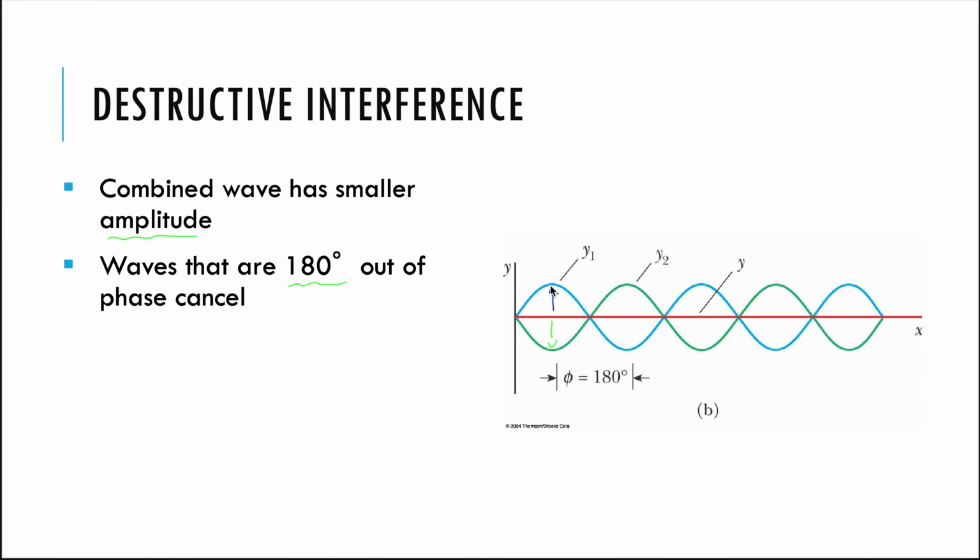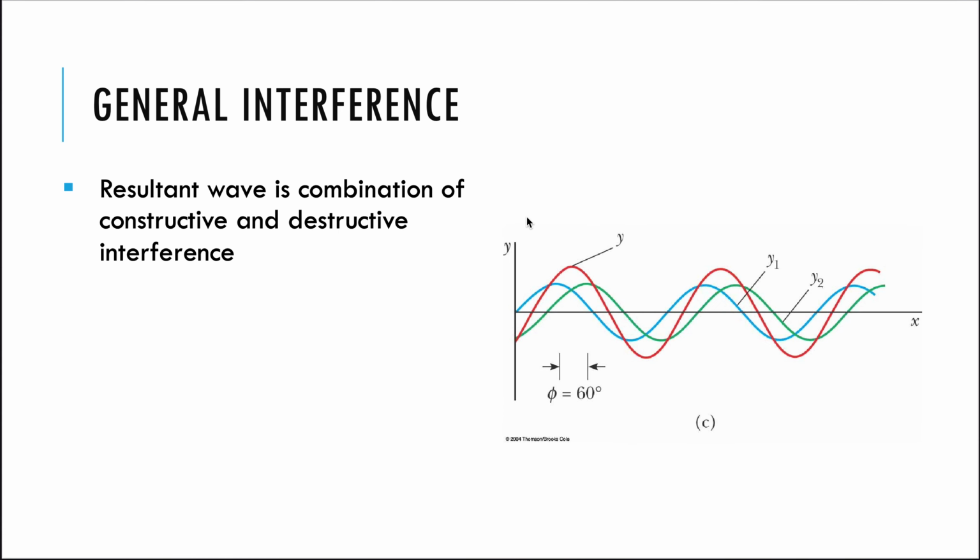This means that the peak of one wave lines up with the trough of the other wave. When this happens, the waves are completely going to cancel, as shown in this picture. But in general, the waves do not have to have the same frequency, the same amplitude. They don't have to be perfectly in phase or perfectly out of phase. So in general, your resultant wave is just going to be a combination of constructive and destructive interference.